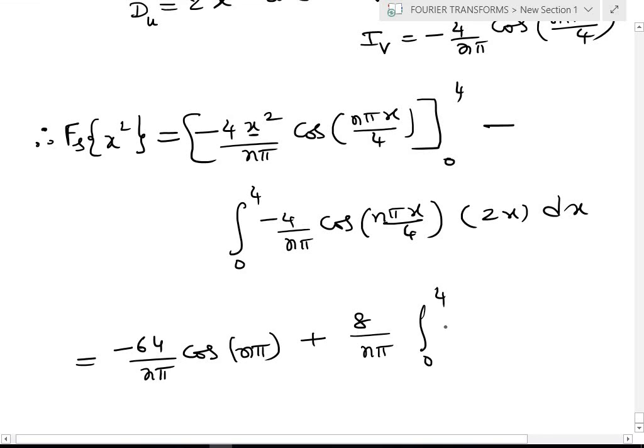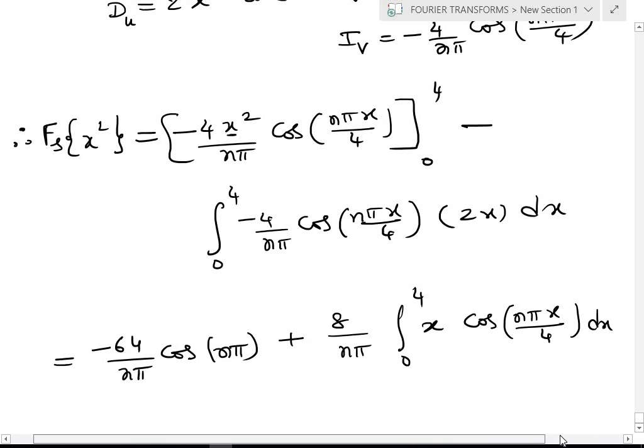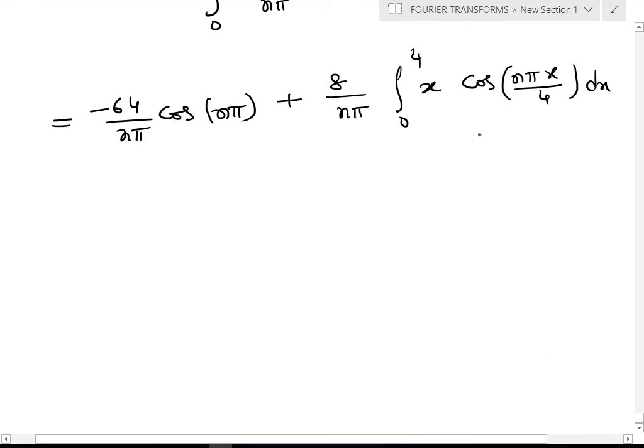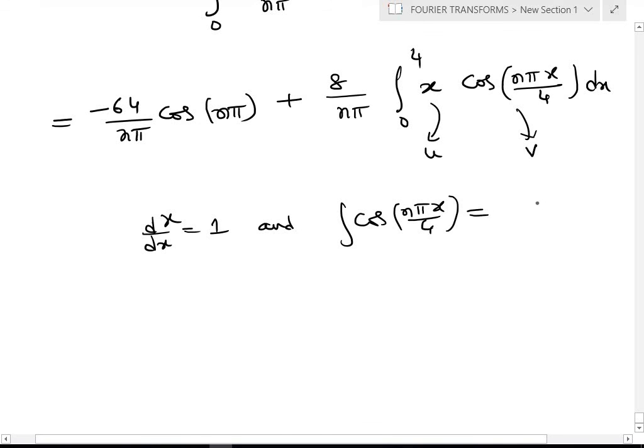Then I have 0 to 4, the term x into cos of n pi x by 4, then again dx. So again, be careful here. You need to perform integration by parts. In the integration by parts, this is u and this is v. So I require integration of v and differentiation of u. That is d by dx of x, so that is 1, and the integration of cos of n pi x by 4 will be equal to 4 by n pi into sine of n pi x by 4.